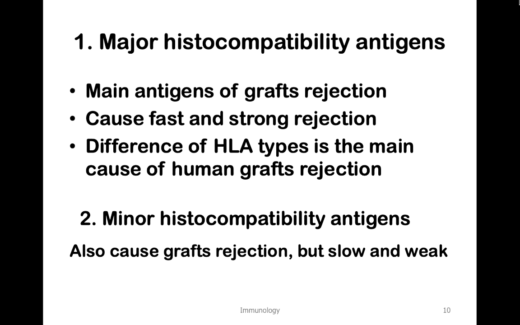We have talked about this in previous classes, and this is the main cause of human graft rejection because HLA alleles are quite diverse and they are not same between the individuals. So that is why the set of grafts, allografts, show rejection. Minor histocompatibility antigens, they also cause graft rejection, but they are very slow and weak.